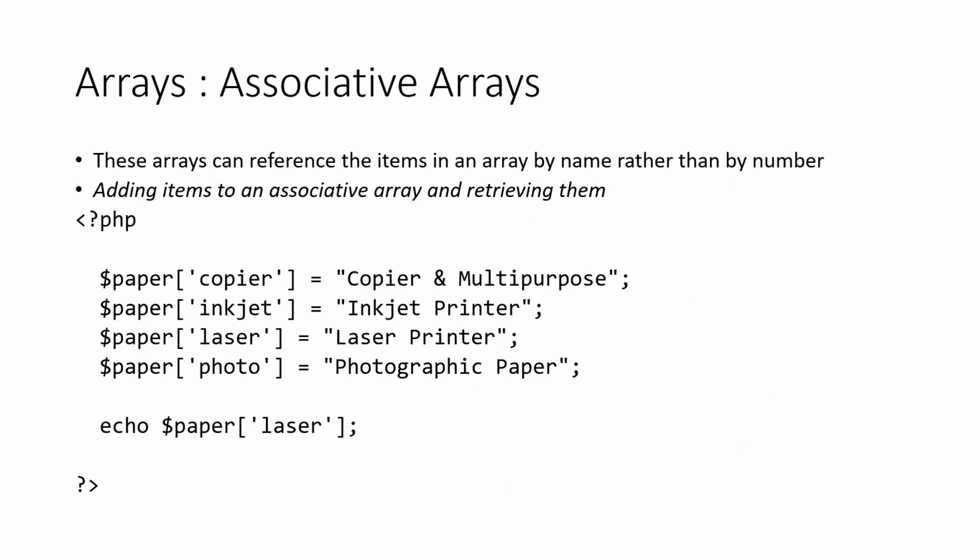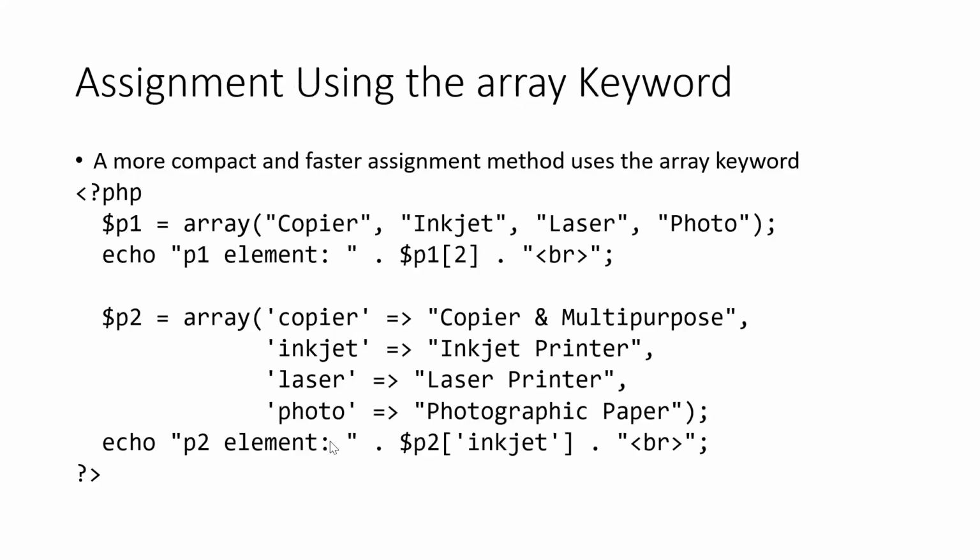That means you have some numerical value to access each of these elements. But the next one is associative, which means instead of a number, you have a value. We have some name here. So you can access an item by a name, right? So for example, earlier we had paper 0, paper 1, paper 2, paper 3, and so on. Now we will have paper copier, paper inkjet, paper laser, paper photo, and so on. So whenever you want to access it, you can just say echo, and then put the name, right? So it's easier. You don't have to memorize. It's very easy when you want to access data.